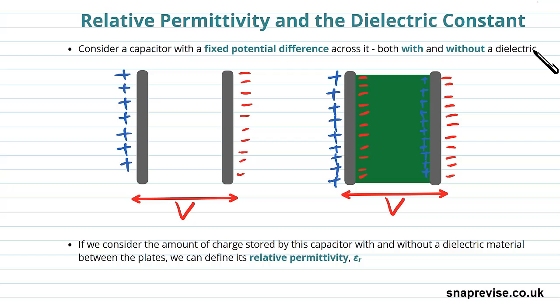So in this video we're going to look at relative permittivity and the dielectric constant. We're going to attempt to quantify some of the stuff we were talking about previously. So we're going to consider a capacitor with a fixed potential difference across it, both with and without a dielectric.